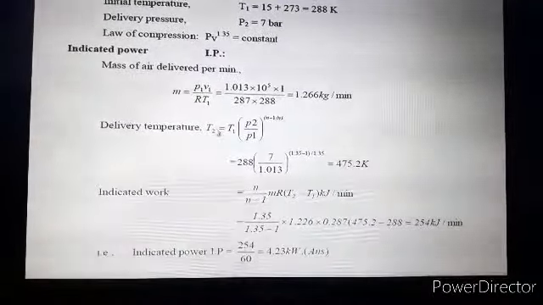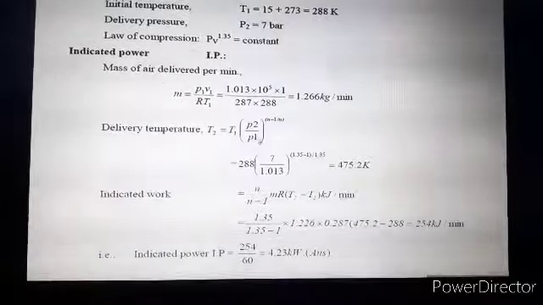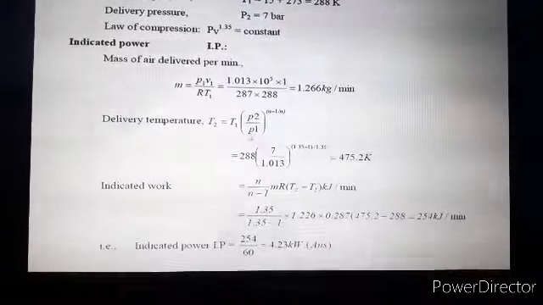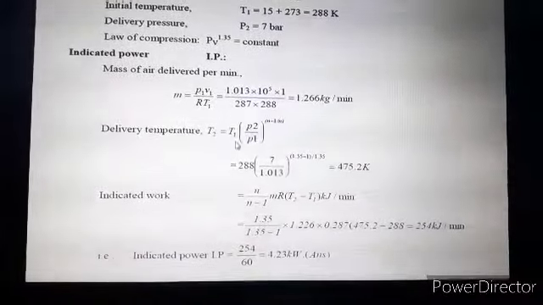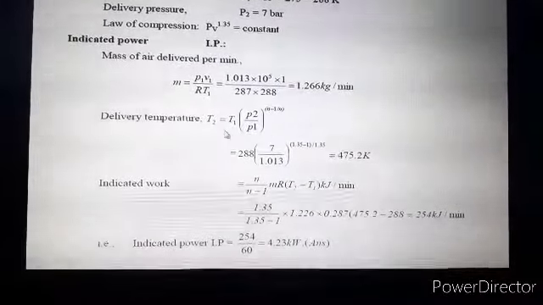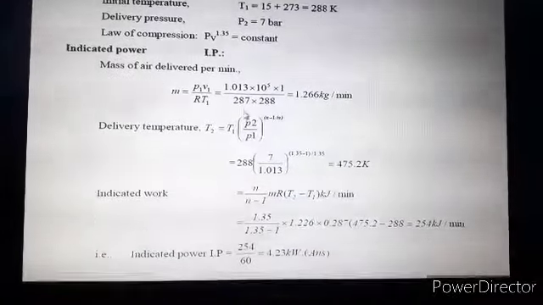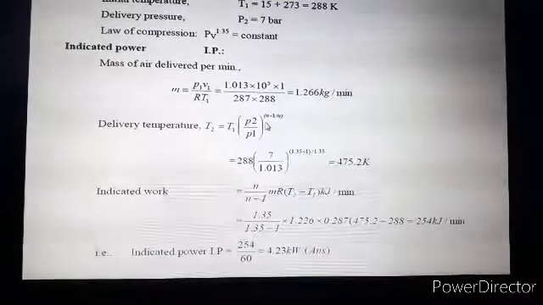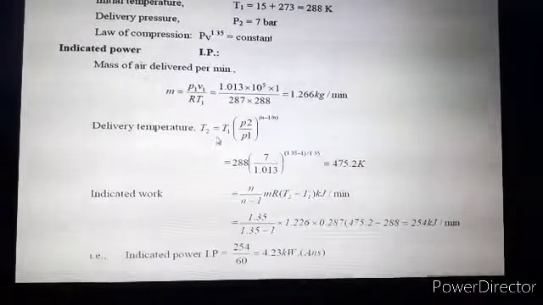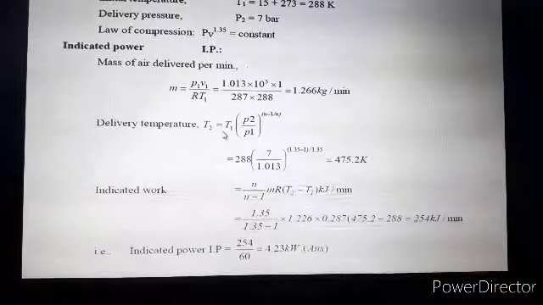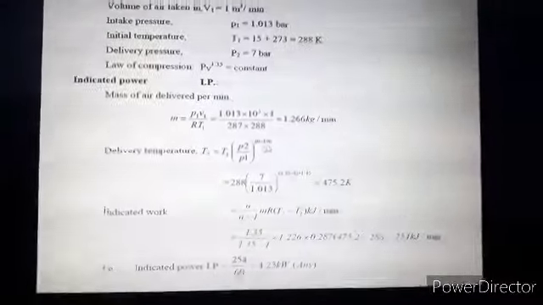In the list of equations we have seen the relation between pressure ratio, temperature ratio, and volume ratio for the polytropic process as well as for the adiabatic process. Since the process here is polytropic, this is the relation between temperature ratio and pressure ratio, that is T2 by T1 is equal to P2 by P1 raised to n minus 1 by n. Now transferring this T1 to this side, the expression becomes T2 is equal to T1 P2 by P1 raised to n minus 1 by n.